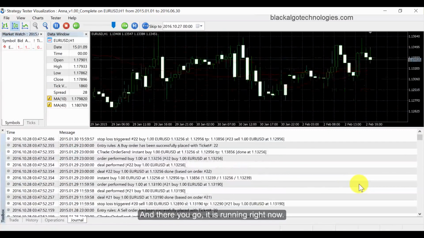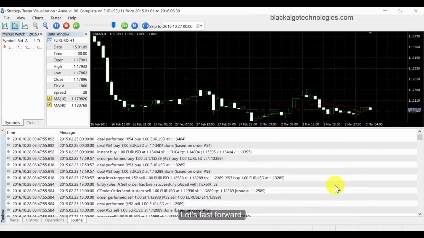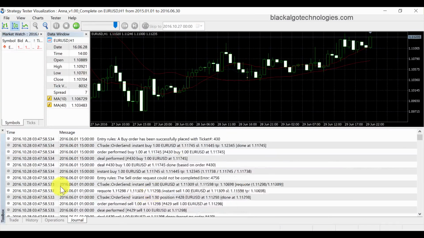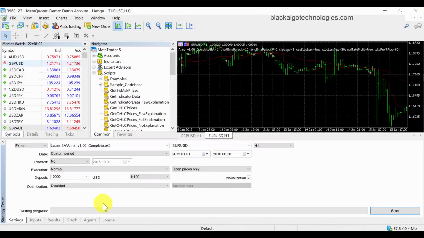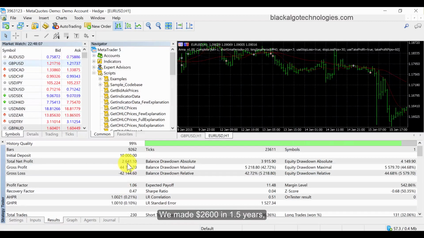And there you go, it's running right now. Let's fast forward. We have made $2,600 in 1.5 years from a starting base of $10,000.